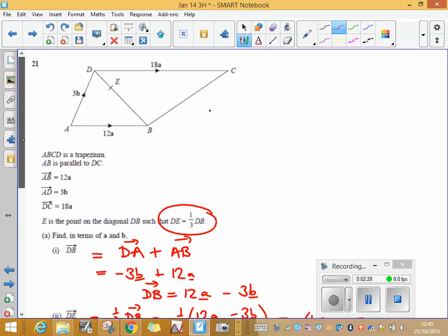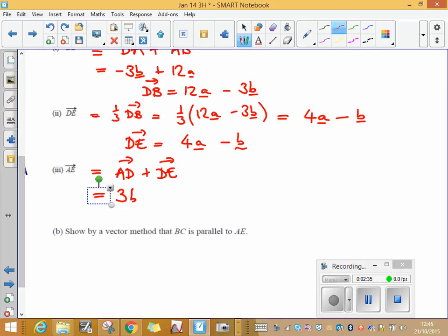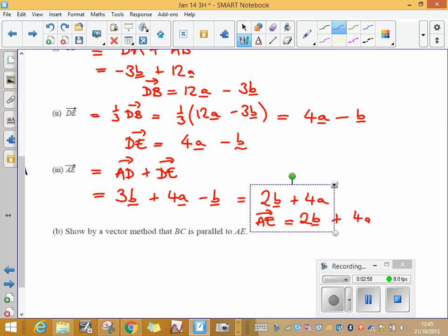The vector AD, if we look at that, it's this 3b. So it's going to be 3b, and the DE, as I've just said, we've just found it, so it's plus 4a minus b. And if we work that out, 3b take away b, well, actually that is 2b and then plus 4a. So I can see from that that the vector AE, let's just write down what I found, AE is 2b plus 4a.